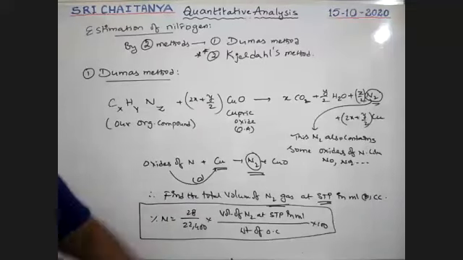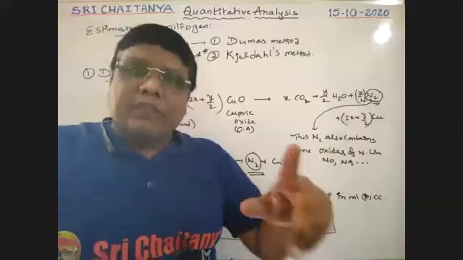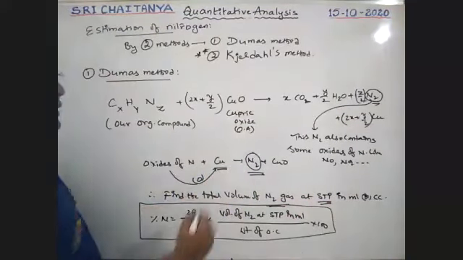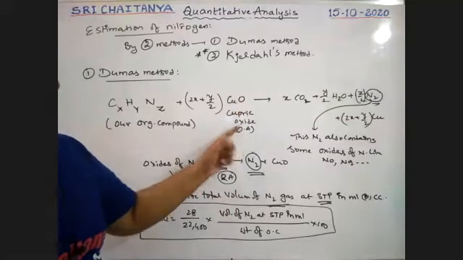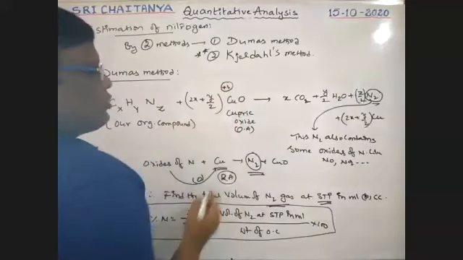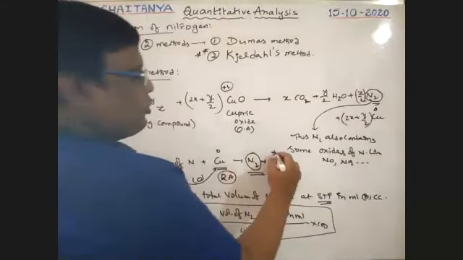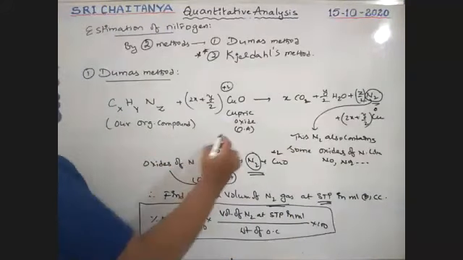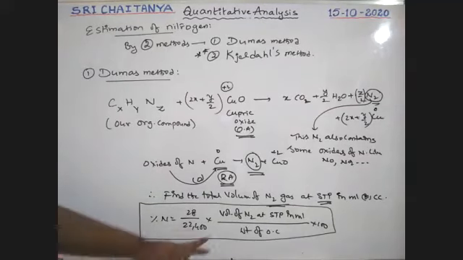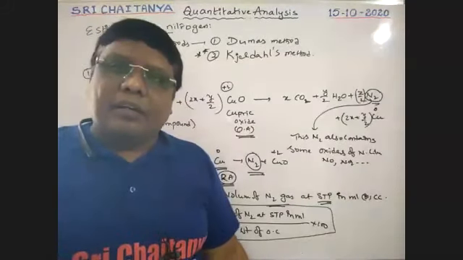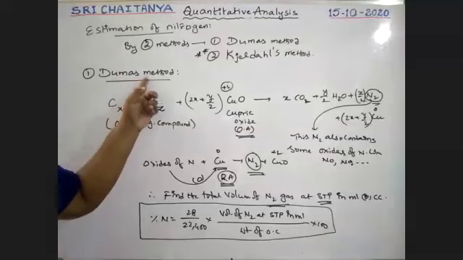Very, very important. Here some oxides of nitrogen are also formed. Those oxides are also converted into N2 gas with the help of copper. Here copper acts as reducing agent. Here cupric oxide acts as oxidizing agent. Here copper oxidation state +2 changes to 0, and here 0 changes to +2. So it is the oxidizing agent, and this is the reducing agent. With the help of this, we can find out the volume of nitrogen at STP in ml. By using that, we can calculate percentage of nitrogen in the Dumas method. Very, very important.